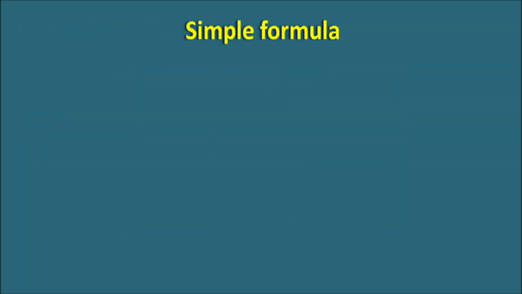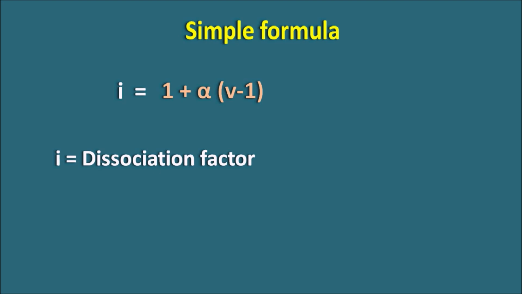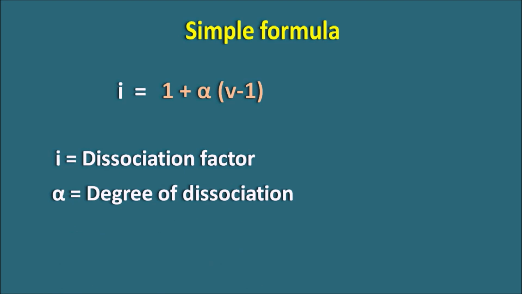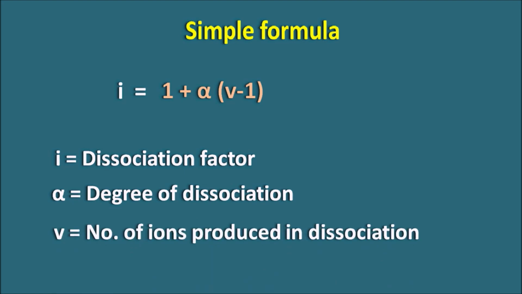Now what is the simple formula we can use in order to calculate the dissociation factor for any type of electrolyte? Here we can use the formula i is equal to 1 plus alpha into (v minus 1), where i is the dissociation factor, also called van't Hoff's factor, alpha is the degree of dissociation, and finally v is the number of ions produced in dissociation. So it is not the total number of ions, it is the number of ions produced in the dissociation. For example, if sodium chloride is dissociated, it gives 1 cation and 1 anion, so the v value will be 2.